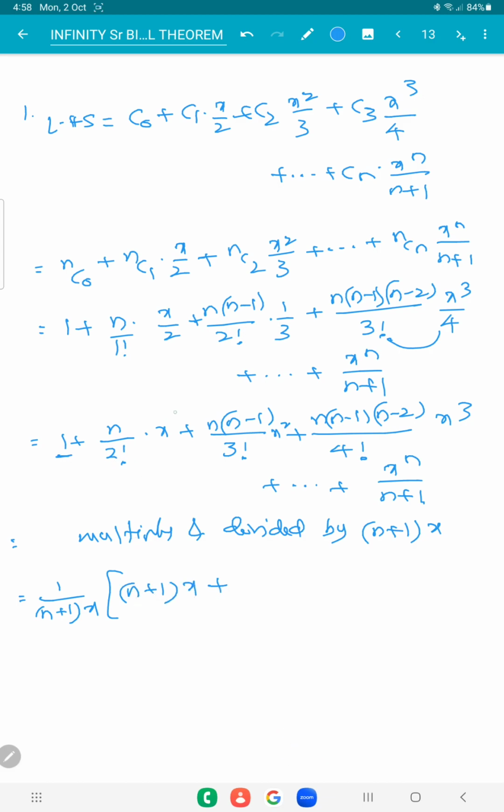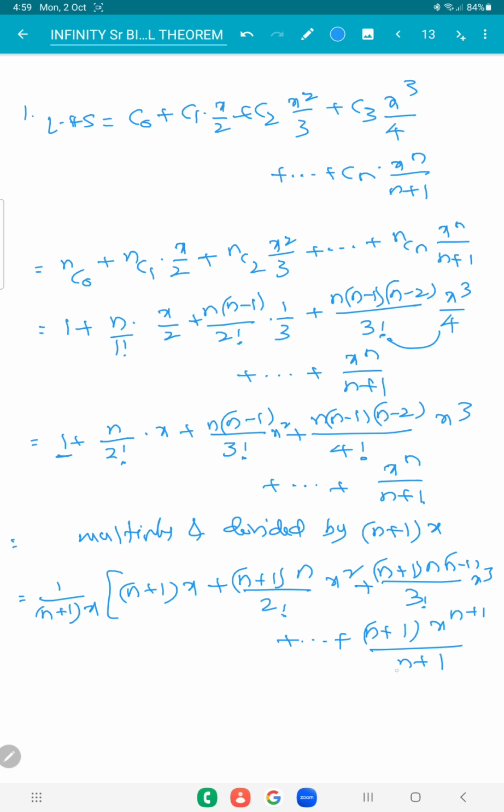Next term is n plus 1 comes to this term, right? So what it becomes? n plus 1 into n by 2 factorial into x square. Next term is n plus 1 into n minus 1 by 3 factorial into x cube plus and so on plus last term is n plus 1 into x power n plus 1 by n plus 1. Once observe that these two get cancelled. So once you see this one, now how we are going to convert this one into the right hand side. This is 1 by n plus 1 into x.